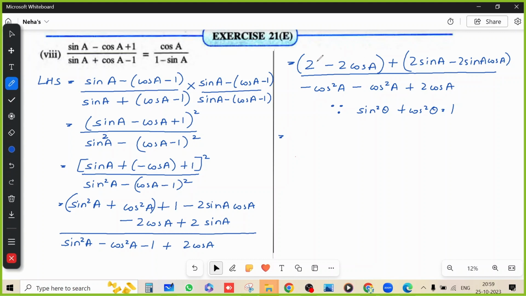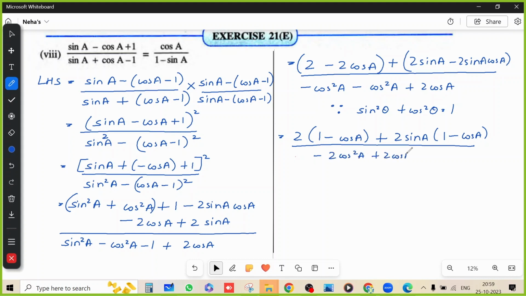Now from the first two terms, we can take 2 common. So this will become 2 into 1 minus cos A. And from the last two, we can take 2 sine A as common. So this will become 1 minus cos A. The denominator now has become minus 2 cos square A plus 2 cos A.